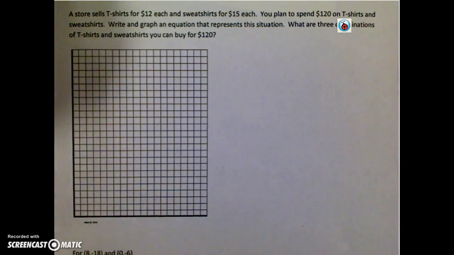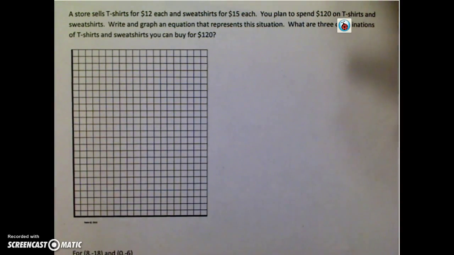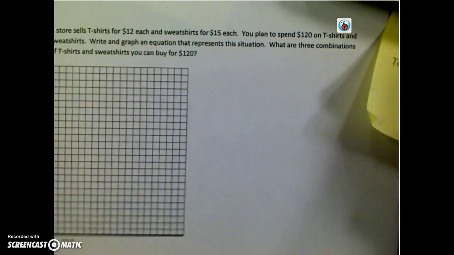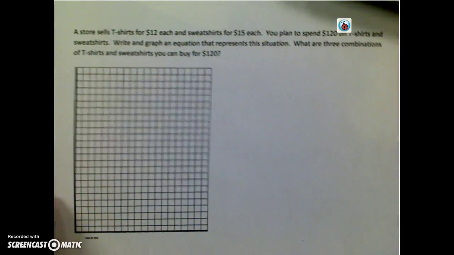Hello, this is going to be a continuation of the test review for the graph, table, rule, multiple representations. The other side of this page was this graphic organizer. So we're going to look at this page here together and take ourselves through what's happening here.